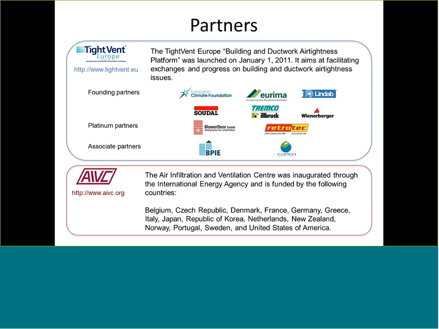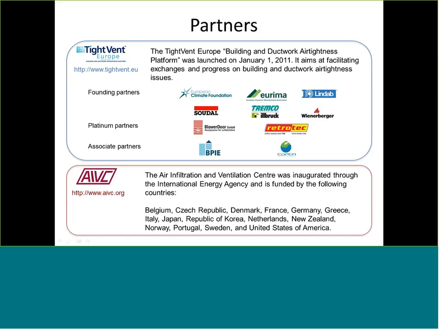The primary aim is to facilitate exchanges and progress in terms of building and ductwork airtightness. We have a number of key partners who help us in the overall planning and orientation of the work. We have a number of founding partners: the European Climate Foundation, Jurima, Lindab, Soudal, Tremco Illbruck, and Wienerberger. Then we have what we call platinum members, Blowerdoor and Retrotech, and 2 associated partners, BPIE and CDPA from France.